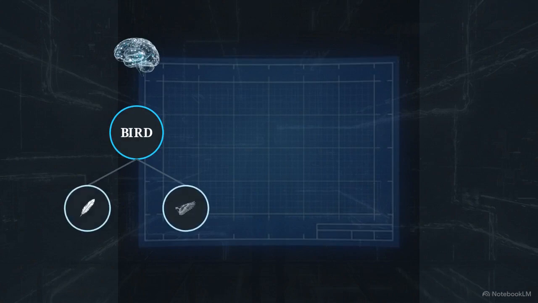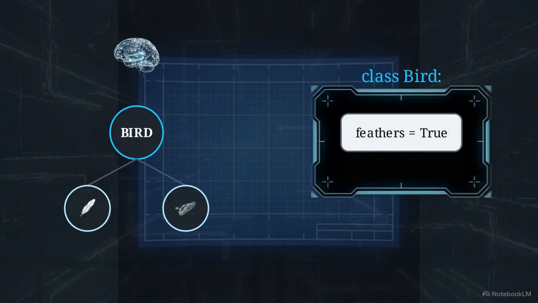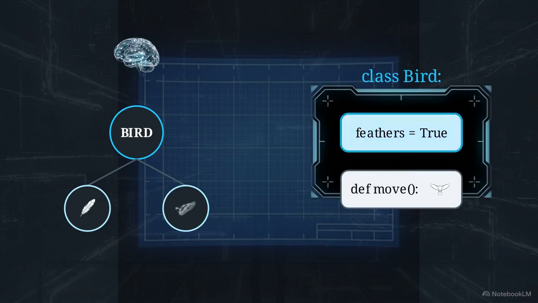This animated diagram shows object-oriented programming utilizing that psychological system. Left, our biological bird schema. Right, its digital equivalent, a class. It establishes universal parameters, like feathers equal true, and a movement method, flying. Both human intellect and computers rely on these templates to execute efficiently.